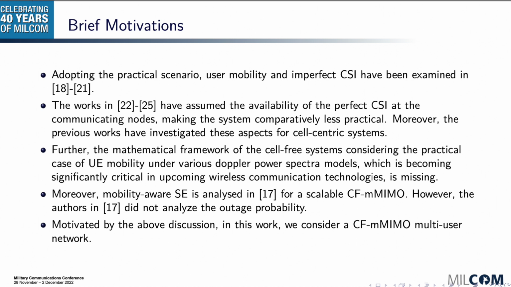Adopting practical scenarios such as user mobility and imperfect CSI, there are papers like 18 to 21. The works in 22 to 25 have assumed the availability of perfect CSI at communicating nodes, which is making the system comparatively less practical. Moreover, previous works have investigated these aspects for cell-centric systems. Further, the mathematical framework of cell-free massive MIMO, especially considering all the practical scenarios like user mobility and imperfect CSI, which is becoming significantly critical in upcoming wireless communication technologies, is missing.